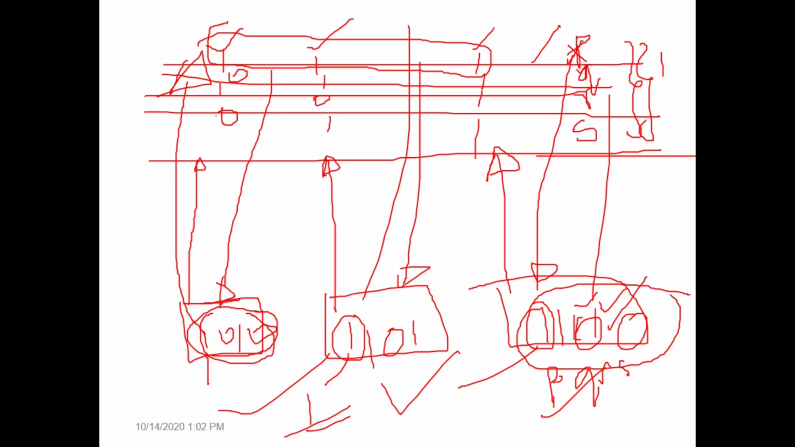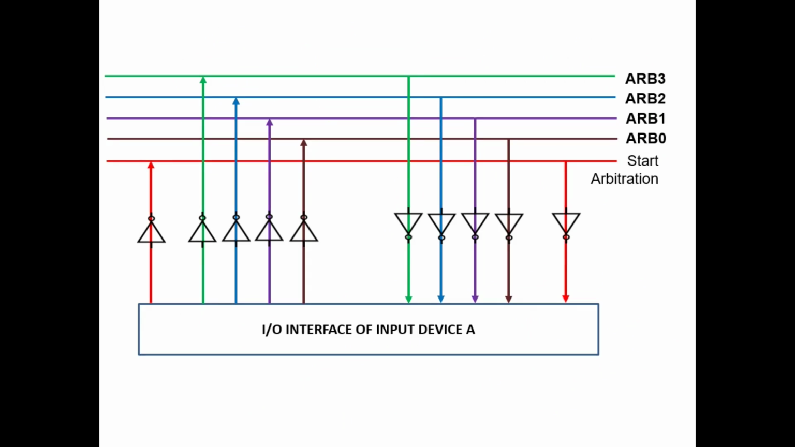So let us see the circuit diagram here and understand how exactly the process works. This is the detailed circuit for distributed arbitration. We can see different signals here: arbitration 3, arbitration 2, arbitration 1 and arbitration 0, 4 different lines. That means the arbitration code, and here we have shown one device connected. Let us see device A, its ID is 0101. This is a 4-bit ID, which is 5 in decimal.